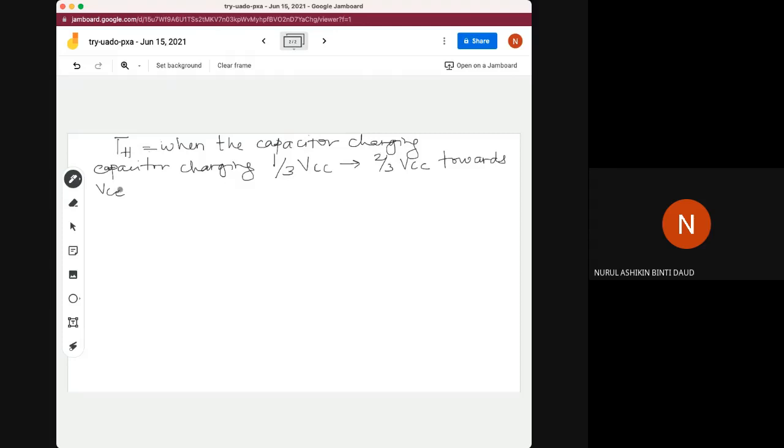Based on the graph just now, and the threshold that we calculated, as I mentioned just now also, the charging voltage of this capacitor will not equal the VCC value, due to this threshold value. So the maximum value for the capacitor to charge is 2/3 of VCC for comparator A.